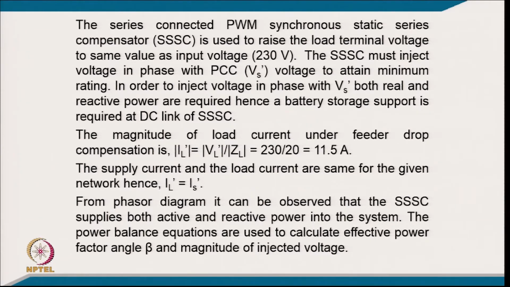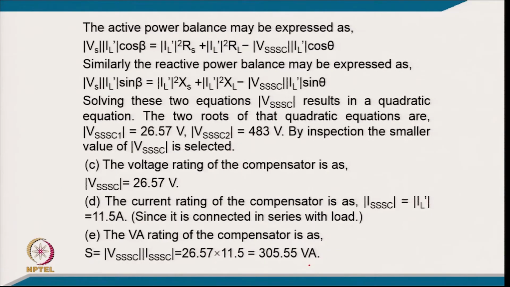So, we can find the load current, because the load voltage is regulated at 230 divided by the load impedance. So, this current is 11.5 ampere, and the load current and the source current are the same, 11.5 ampere. From the phasor diagram it can be observed that the SSC supplies both active and reactive power into the system, and the power balance equations are used to calculate the effective power factor angle and beta and magnitude of injected voltage.